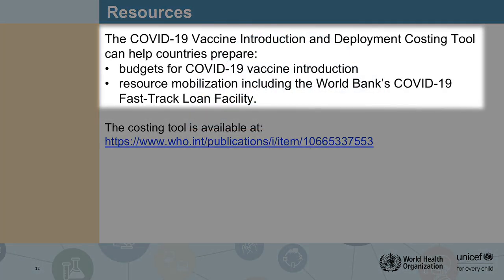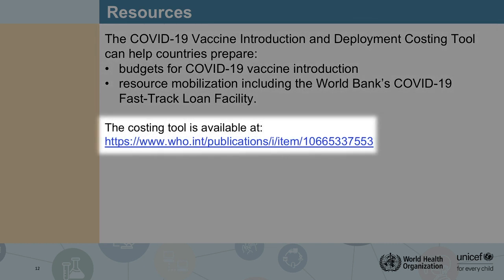The COVID-19 Vaccine Introduction and Deployment Costing Tool, CIVIC, can help countries prepare budgets for COVID-19 vaccine introduction and engage in resource mobilization, including the World Bank's COVID-19 Fast Track Loan Facility. The costing tool is available at the website copied on this slide.